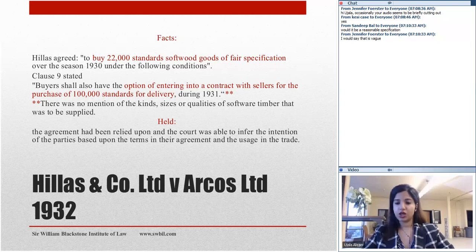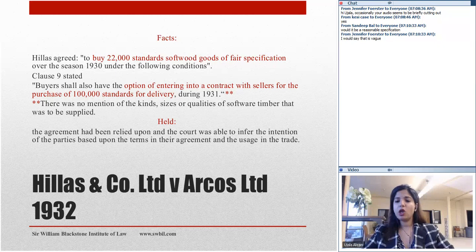And the second term was that buyer was granted an option to buy 100,000 standards. Now buyer tries to exercise their option. What option were they trying to exercise? The option to buy 100,000 standards, the second term. And when they tried to exercise their option, they found out that sellers did not have any timber to sell, and buyers sued for breach of option.